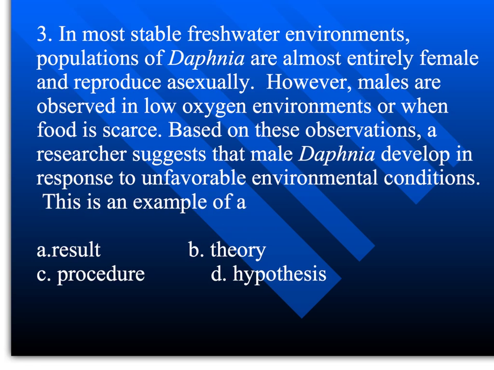So, here's one last question. In most stable water environments, population of Daphnia. So if it's in italics, that usually means it's a species. It's a type of animal. They're almost entirely female and reproduce asexually. However, males are observed in low oxygen environments or when food is scarce. Based on these observations, a researcher asserts that male Daphnia develop in response to unfavorable environmental conditions. Is this a result, a theory, a procedure, or a hypothesis? Take a moment.